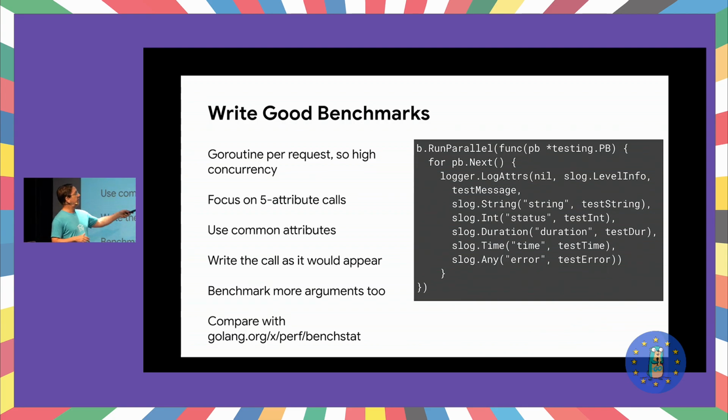We focused on calls with 5 attributes. We found that was our sweet spot, right? And we used common attributes based on that second graph I just showed you. We also tested for more arguments just to make sure there was no performance cliff. We looked at up to 40 arguments just to make sure we weren't doing something horrible there.